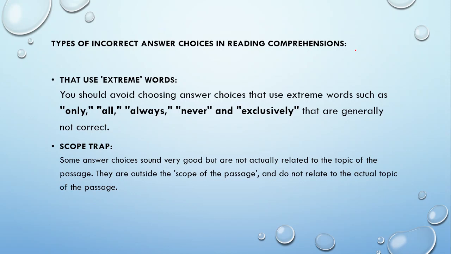Fine. Then scope trap. What is this? Some answer choices sound very good, but are not actually related to the topic of the passage. You read the answer choice and feel, yes, it's the correct answer. That could be a right answer, but not for the question that is asked. So you need to be cautious while selecting the options, because that is outside the scope of the passage. It is not at all related to the topic, although generally it is true. Be cautious.